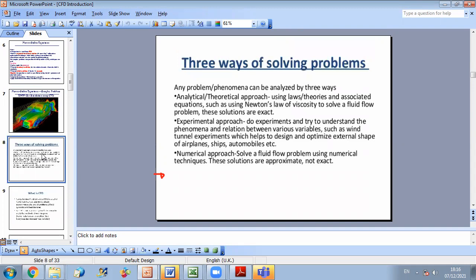Now, as we already said, we have several ways to solve a problem. Okay, so the first method is the analytical or theoretical approach, using laws and theories and associated equations such as Newton's law of viscosity to solve a fluid flow problem. And this solution will be exact. Okay, but the problem is that these analytical solutions are limited to simplified problems and cannot be extended to all fluid engineering problems that we have. And the majority of engineering problems that we face in real life don't have an analytical solution.